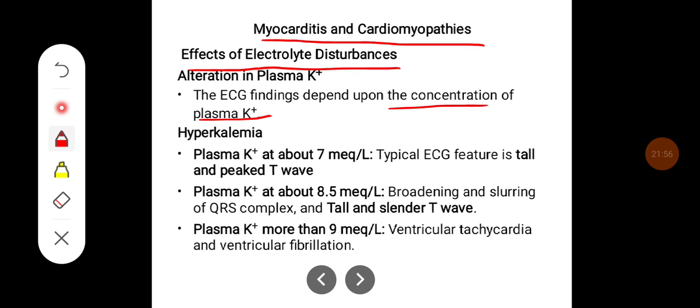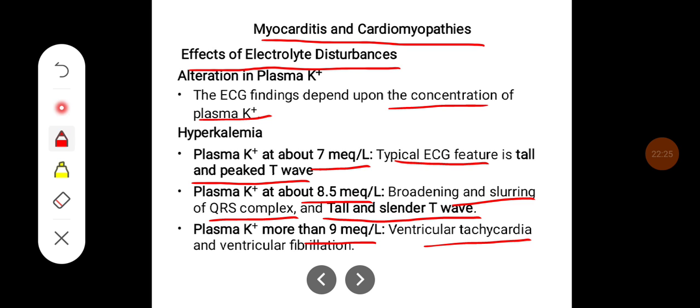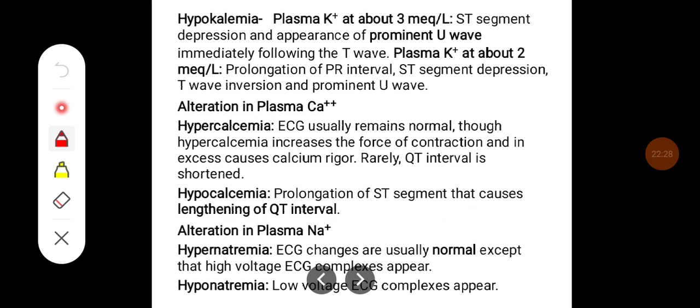In hyperkalemia, when the plasma potassium is about 7 milliequivalents per liter, the typical ECG feature will be tall and peaked T waves. If the plasma potassium level is about 8.5 milliequivalents per liter, broadening and slurring of the QRS complex occurs and a tall and slender T wave. If it is more than 9 milliequivalents, ventricular tachycardia or ventricular fibrillation can occur.